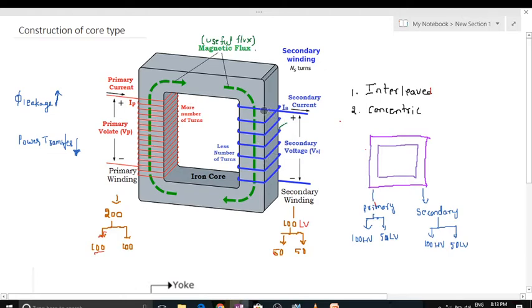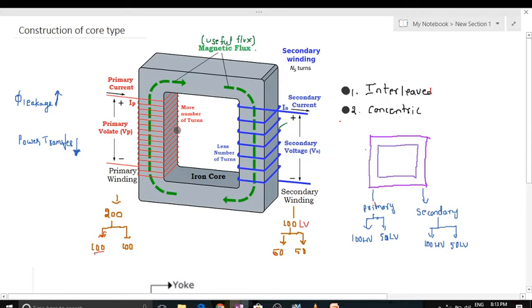So the winding procedure of the core type is called interleaved and concentric winding procedure. So what is interleaved winding? What is concentric winding? I will explain further. Now, if we place the total primary winding on one limb and the total secondary winding on the other limb, what will be the problem?